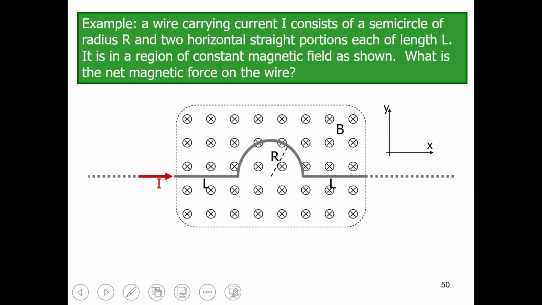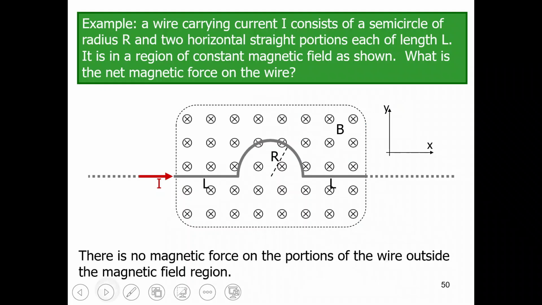Now you're not going to see weird wibbly wobbly shapes, but you might see something like this where you have straight portions and you have a semicircle or a full loop. So we want to actually find the net magnetic force acting on this wire. So the first thing we need to do is break it up into pieces. So we have 3 sections, and the sections that we look at are only the sections that are inside. The portions that are outside, we can completely ignore. And then within those sections, we have two straight sections and a curved section.